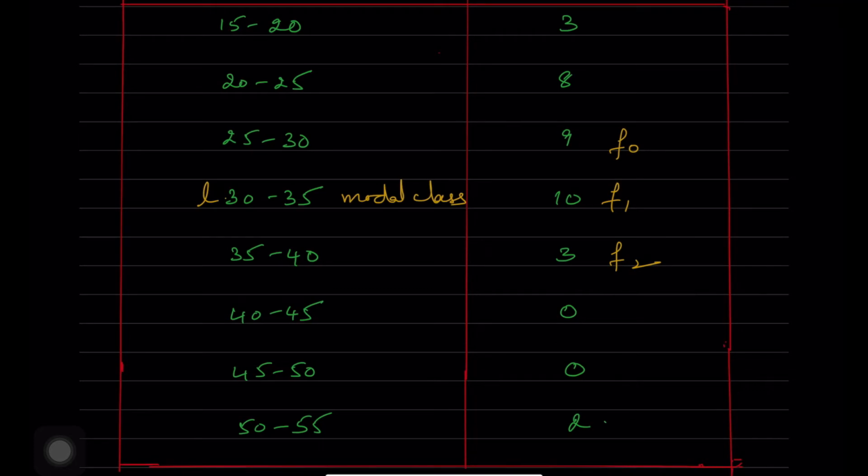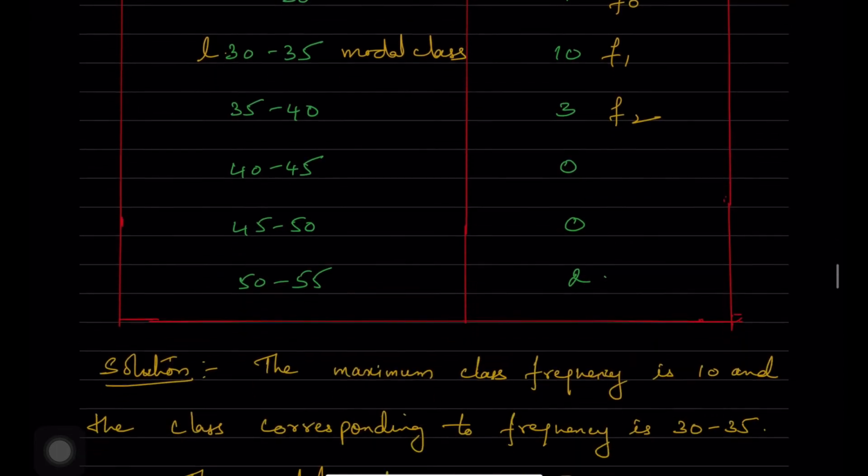So 20 to 25 it's 8, 25 to 30 it's 9, 30 to 35 it's 10, 35 to 40 it is 3, 40 to 45 it's 0, 45 to 50 it's 0, 50 to 55 it's 2. So 50 to 55 students also have one teacher. How many states are there? 2 states. Managing so many students is difficult.